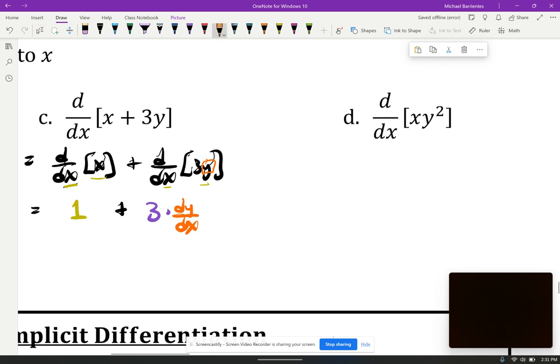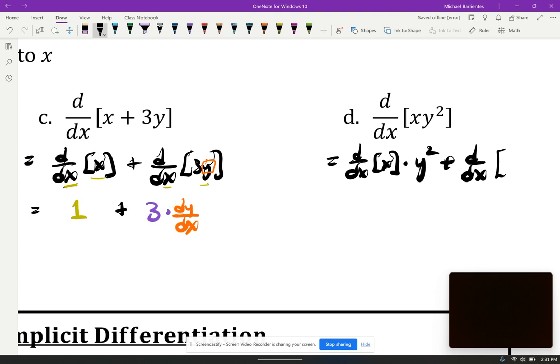We're going to take the derivative with respect to x of x times y squared. These are two different things, right? x is the variable, y is a function of x. So because I'm multiplying two different things, I have to do a product rule. So I got to find the derivative of the first times the second, plus I got to find the derivative of the second times the first. Well, the derivative of this first part is pretty straightforward. The derivative of x is just 1, times y squared.